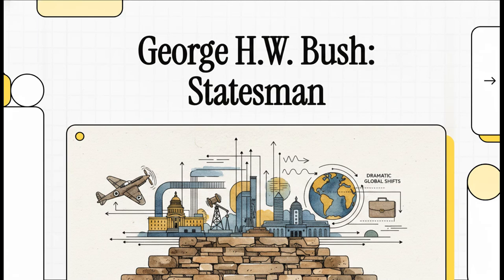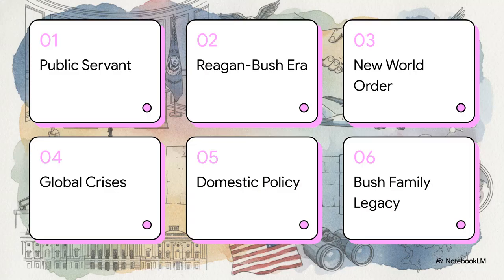Okay, let's dive into this explainer. Today we're unpacking the architecture of a statesman, specifically George H.W. Bush. We are going to look at how a lifetime of incredibly diverse public service built the absolute perfect foundation for his presidency, especially since he took the helm during some of the most dramatic global shifts of the entire 20th century. If you've ever wondered how raw, on-the-ground experience actually shapes a commander-in-chief, well, this is pretty much the ultimate case study.